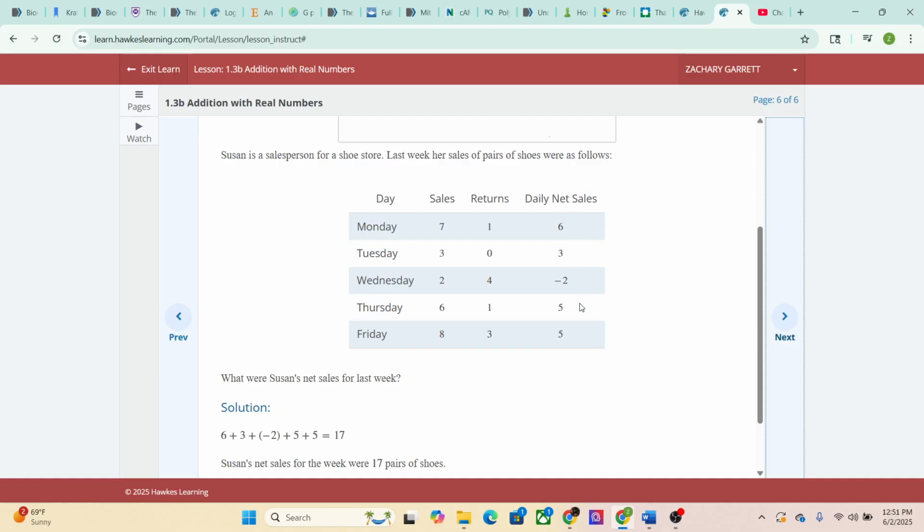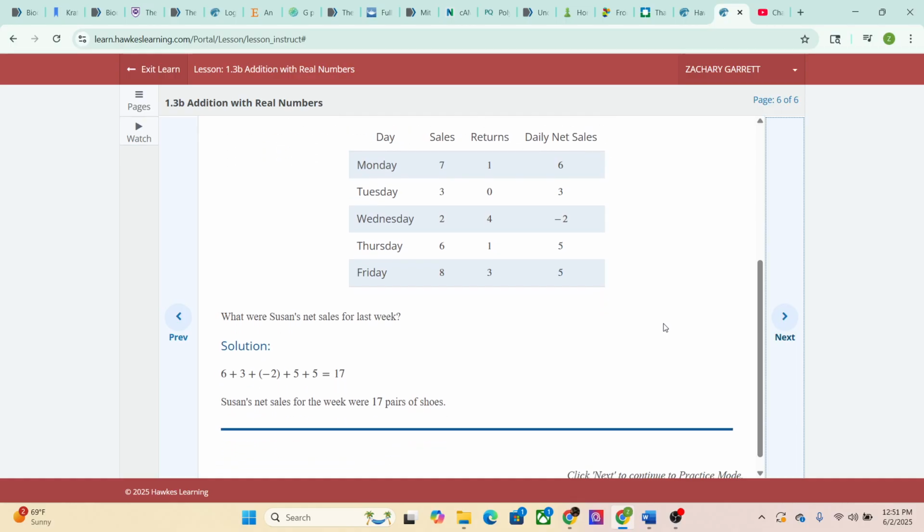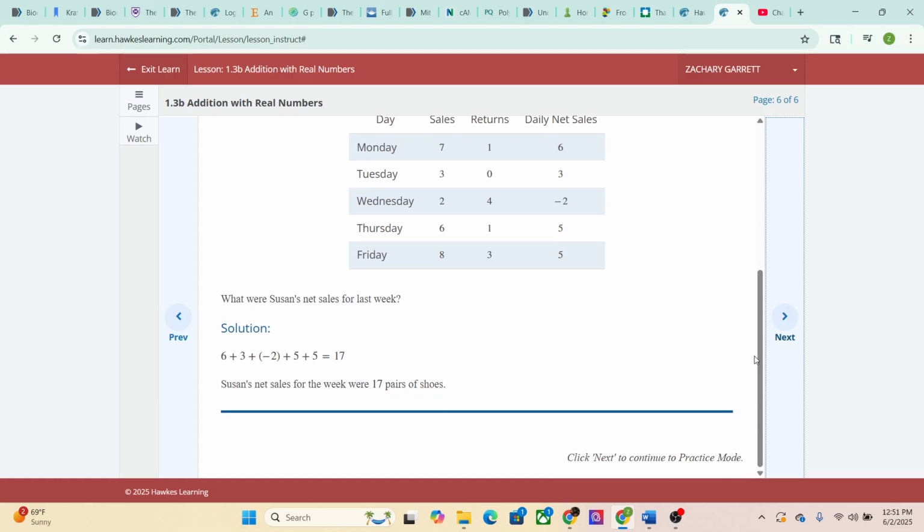So we take the daily net sales. 6 plus 3 plus negative 2 plus 5 plus 5 equals 17. Susan's net sales for the week were 17 pairs of shoes.